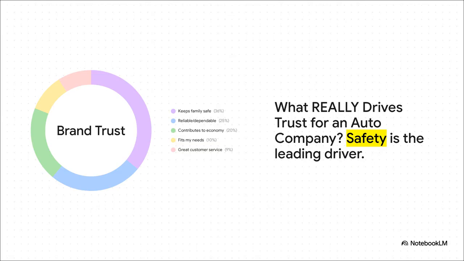All right, check this out. There was this big car company, and they were in hot water after a bunch of safety recalls. They desperately needed to rebuild public trust. They used regression analysis to figure out what customers really cared about. Now, they might have guessed it was things like customer service or being an American company, but the data told a completely different story. It was crystal clear. Safety was the number one driver, and by a massive margin. That insight allowed them to focus their entire comeback campaign on the one thing that truly mattered.